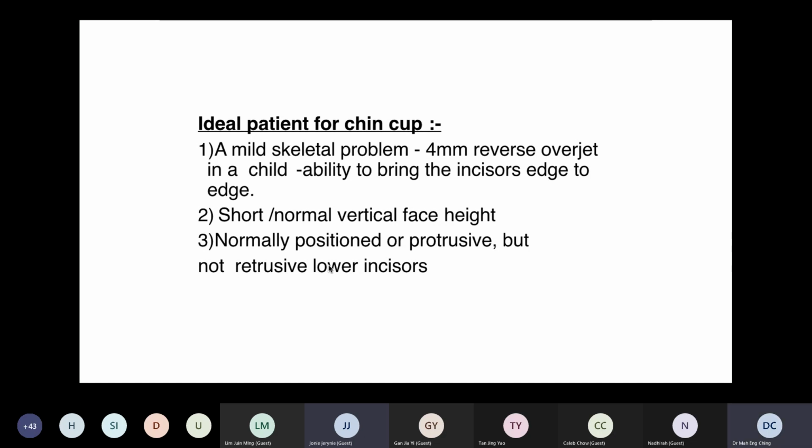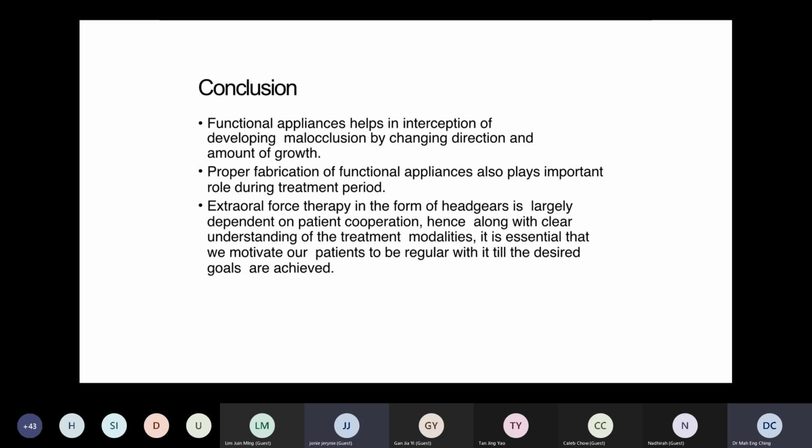So what are the conclusions from these two lectures? We know functional appliances help in interception of developing malocclusion by changing the direction and amount of growth. Proper fabrication of the functional appliance also plays an important role during the treatment period. You have to fabricate this appliance accordingly, and you can modify the functional appliance based on the patient's needs. This has to be properly done and designed.